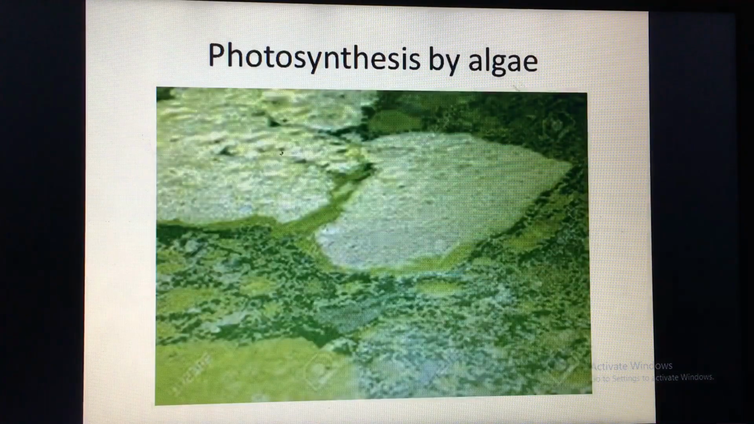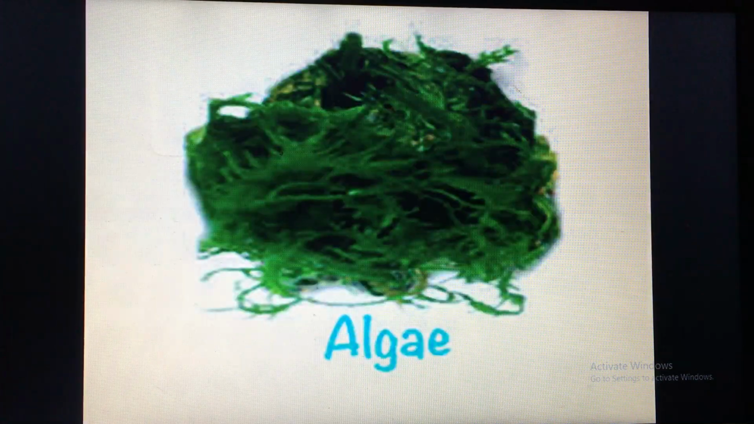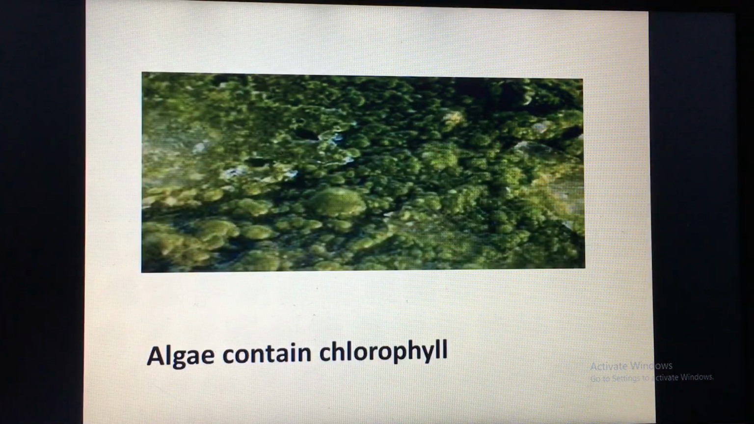Next is photosynthesis by algae. Many times we have seen patches of green layer floating on the surface of a pond or lake. Algae are a large group of simple plant-like organisms. Algae contain chlorophyll and produce food by photosynthesis, just like plants. Algae, however, differ from plants because they do not have proper roots, stems and leaves.